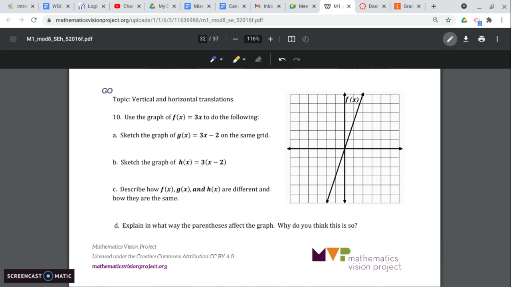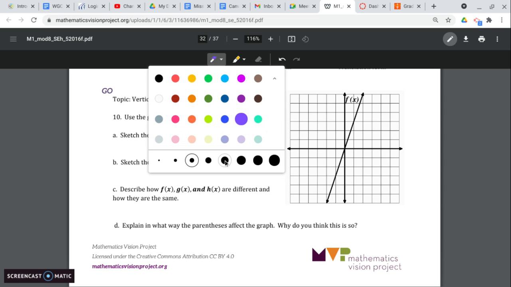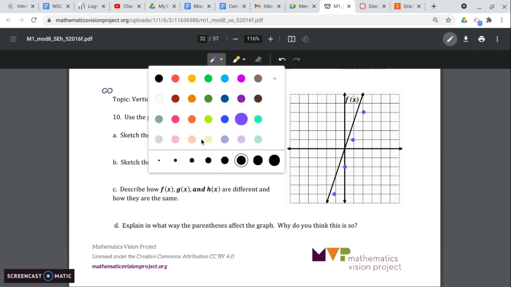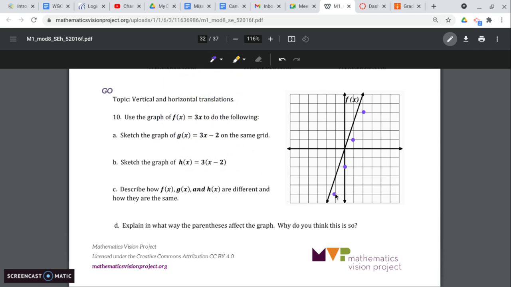All right, and last but not least, vertical and horizontal translations. Use the graph of f of x equals 3x to do the following. Sketch the graph of g of x equals 3x minus 2 on the same grid. Let's see, bump that up a little bit. So we're at minus 2, but we have the same slope. So up 1, 2, 3 over 1, up 1, 2, 3 over 1, 1, 2, 3 over 1. So this purple line here is our g of x. Obviously, my line is not very straight at all, but you get the idea.